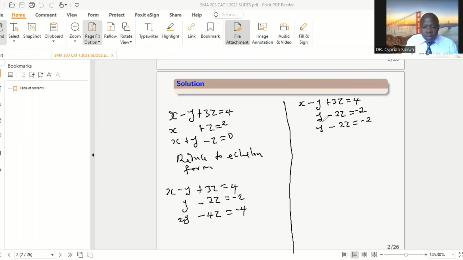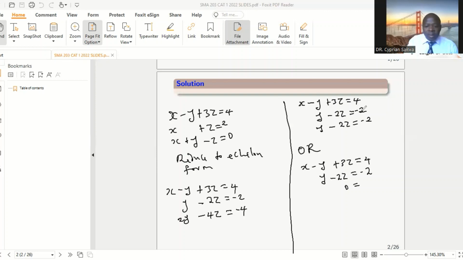Now, I want to use this second equation to create a 0 here. So I'm subtracting the second equation from the third equation. The first equation remains x minus y plus 3z is 4, and the second equation remains what it is. Now subtract the second equation from the third equation. I would have a 0 here and a 0 here. So I have a 0 on the left side.